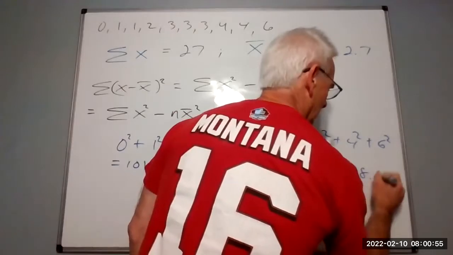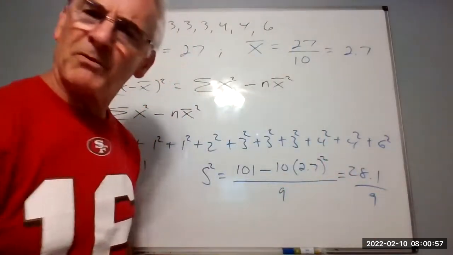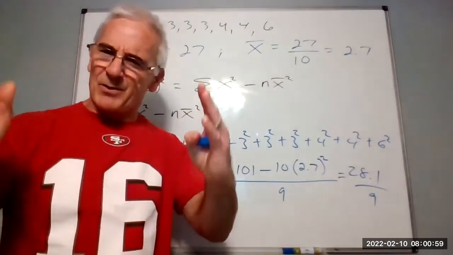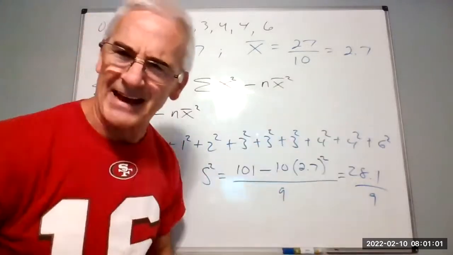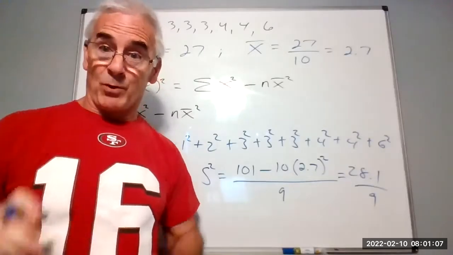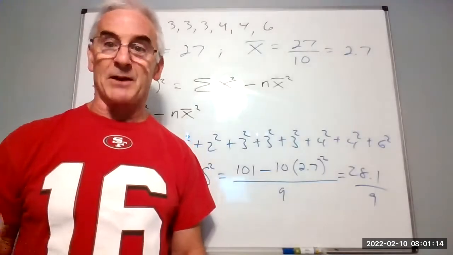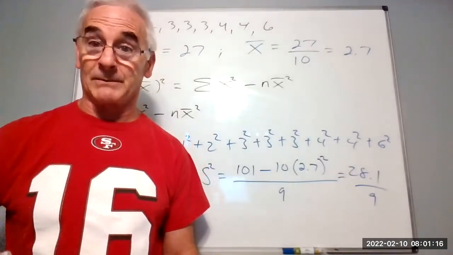28.1. Hey, wait a minute. I've heard that number before. Isn't that the number we got when we squared each difference and added them all up? Yeah, the long way. We got 28.1 when we did the big long problem. This problem here is less than a third as much work. It's about a fourth as much work in terms of button pushing.